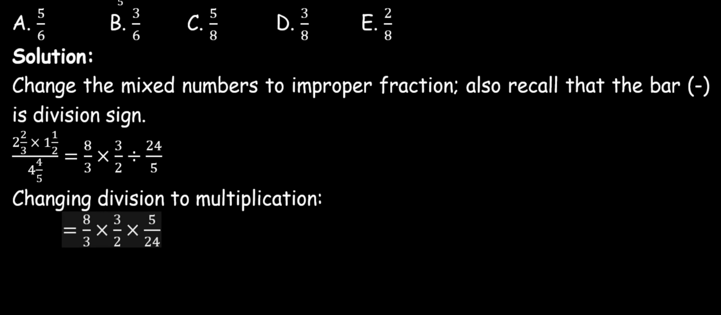Sometimes we cancel out and the result will be 1 over 1 times 1 over 2 times 5 over 3. And that will be equal to 5 over 6.